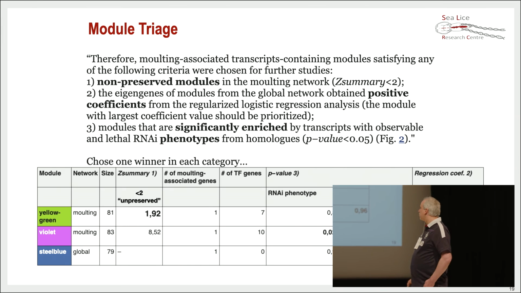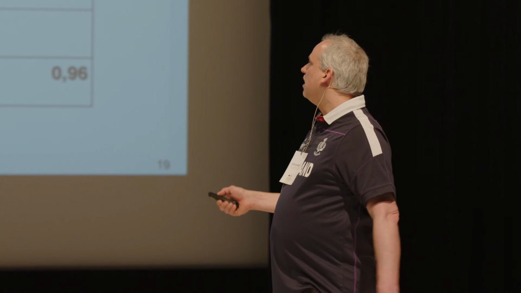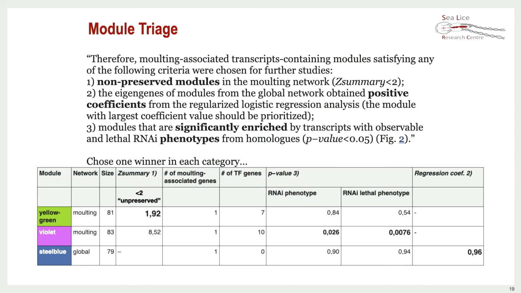So how did we choose modules? We had 3 different rules. First, we used non-preserved modules. We wanted to have modules that were specifically only there in molting. And then we wanted to have modules where the eigengene, which you can imagine as a centroid of the module, is similar to the molting process. So it varies with or is correlated with the molting process. Or also we wanted modules that were significantly enriched in lethal or any orthologous phenotype in Drosophila.